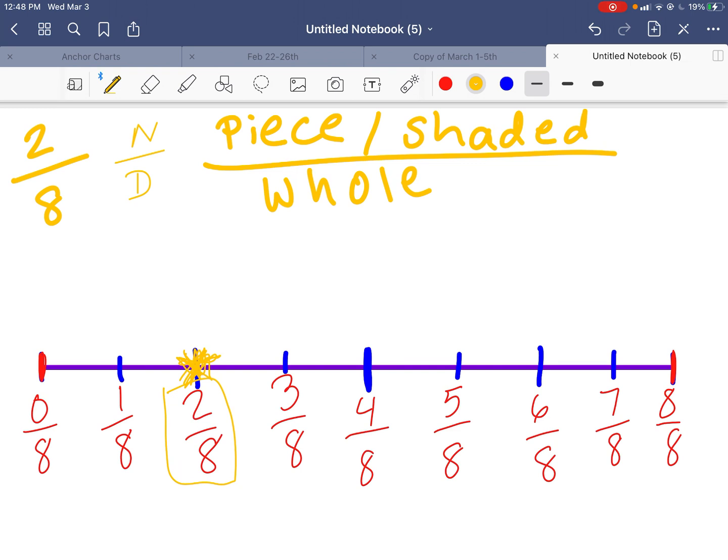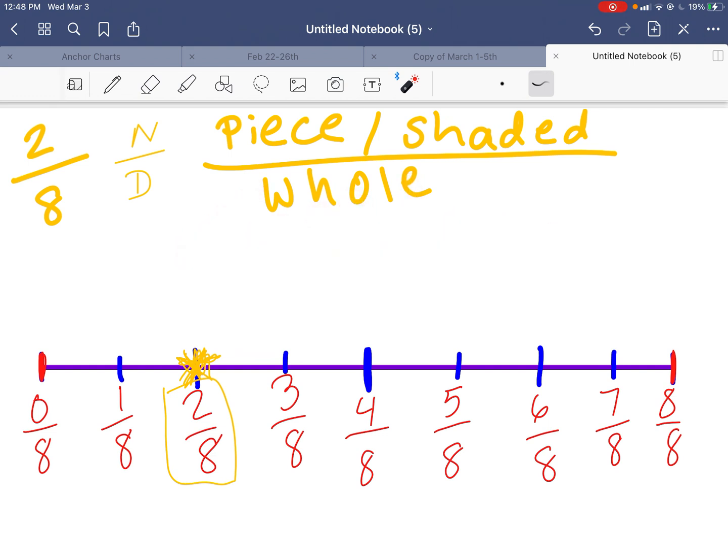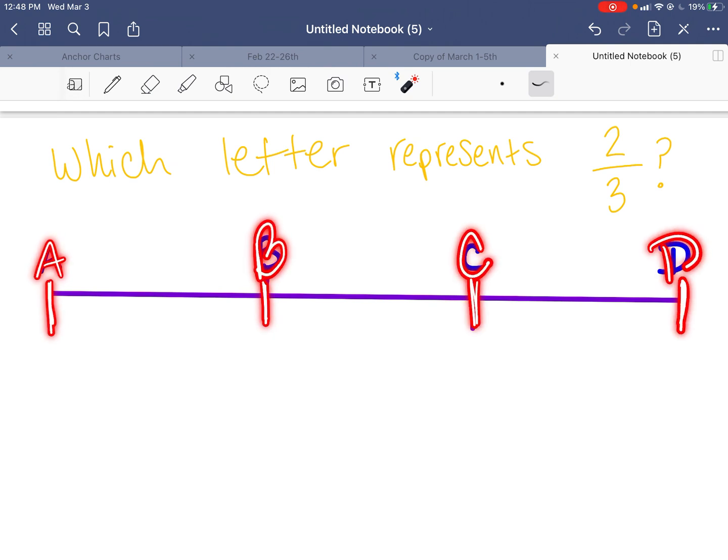Okay? All right, so if you are watching this video on Tuesday, go ahead and pause your video and make sure that you understand how to do all that. And now we're going to take it one step further. Okay, so which letter represents 2/3? Okay, so I have a number line. It's partitioned. I have this point is A, this point is B, this point on the number line is C, and this point is D.